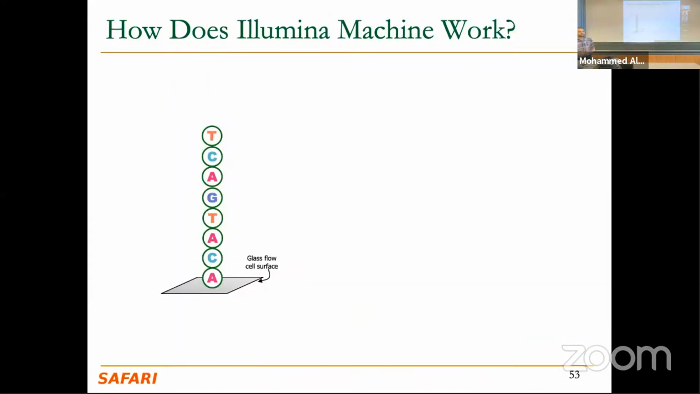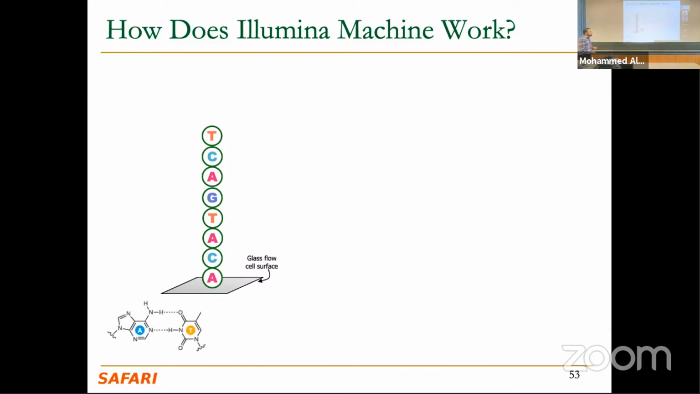Now I'm going to explain quickly how sequencing is done. And this is about Illumina, the second company whose machine I was showing you. They have a glass flow cell here, a glass surface, and we have the DNA strand attached to that surface. And our goal is to know what exact character we have in this DNA strand. We don't know that in advance, and this is our goal.